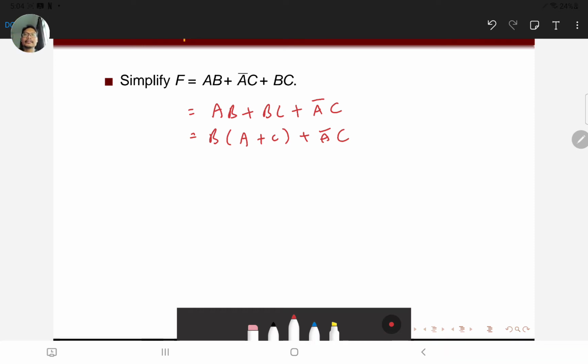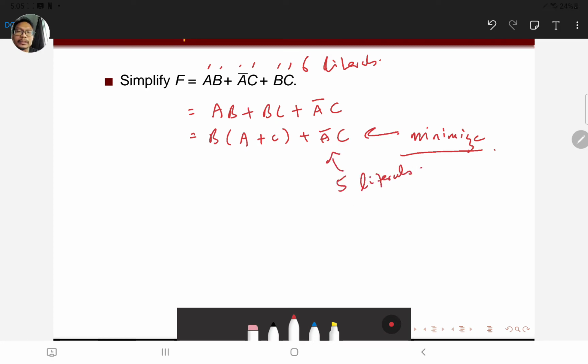In this case, this is already the minimized form, and if you look at the theorems, there is no other way that we can further simplify. Here we have 1, 2, 3, 4, 5, 6 literals, and in this case we only have 1, 2, 3, 4, 5 literals. So we only managed to remove 1 literal from our Boolean simplification.